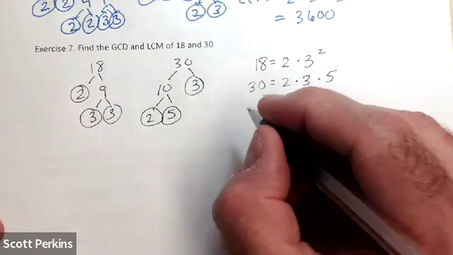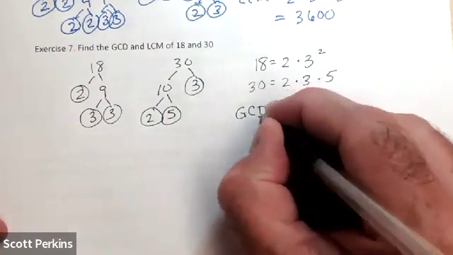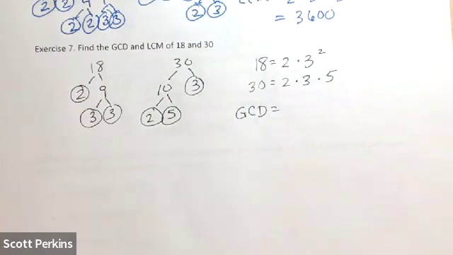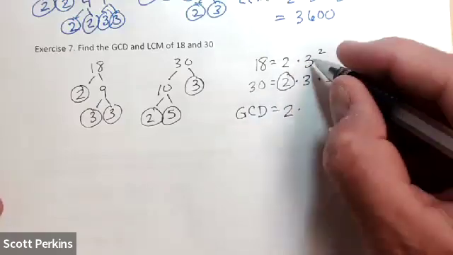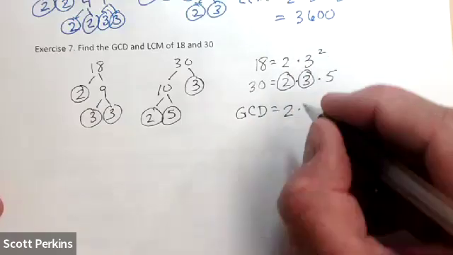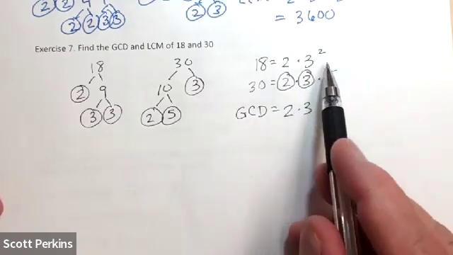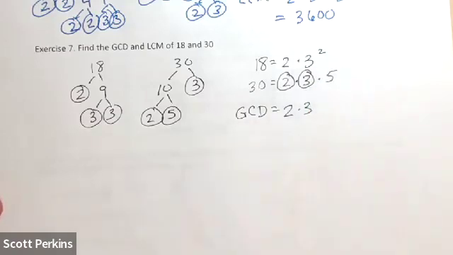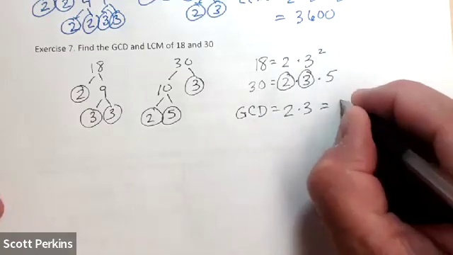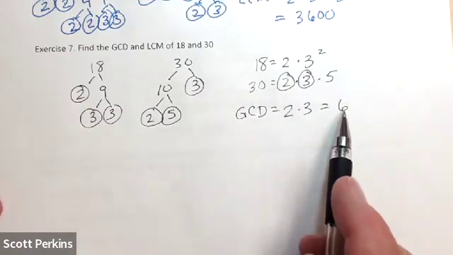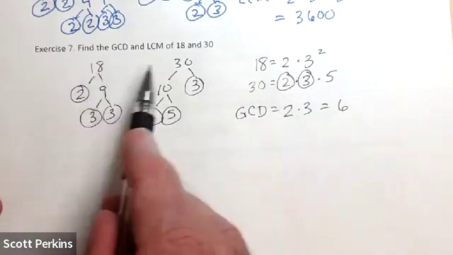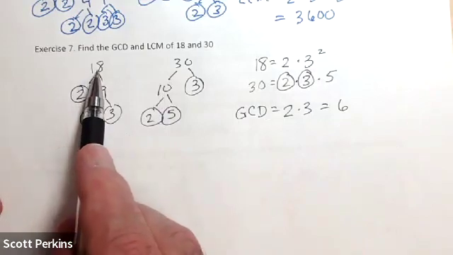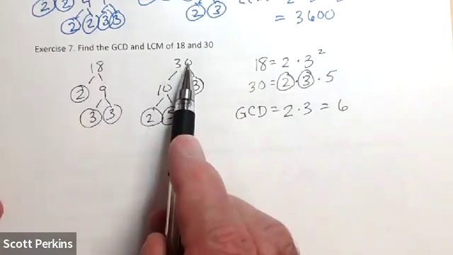So the first thing we're going to figure out is what's the greatest common divisor. For the greatest common divisor, you take the smallest amount of the things that they have in common. So they both have a 2 in common, so we'll take a 2. They both have a 3 in common, so I only want the smallest, so 3. And then they don't have 5 in common, so I don't want any 5s. And so the greatest common divisor is 6. It's the largest number that divides into both 18 and 30. 6 divides into 18 3 times. 6 divides into 30 5 times.